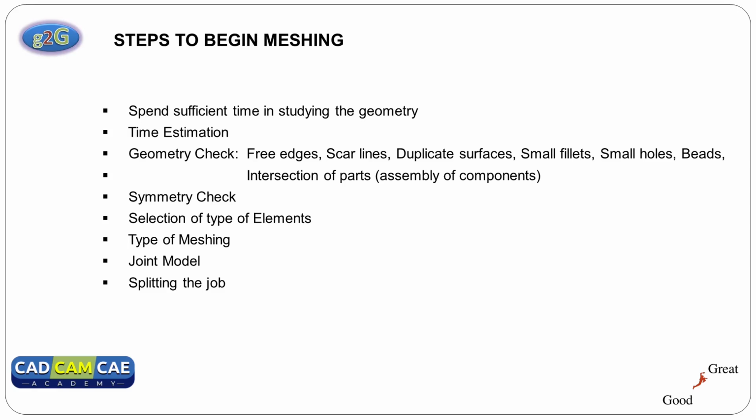Geometry checks: free edges, scar lines, duplicate surfaces, small fillets, which we'll study one by one in our upcoming projects. Symmetry check, selection of type of elements, type of meshing. Joint model: we'll use rigid bodies and other weld connections to connect the components, to assemble the components, rather. And splitting the job: if you have a team, how will you split and divide the job, and how will you assemble the complete sub assembly. So this was all about steps to begin meshing.